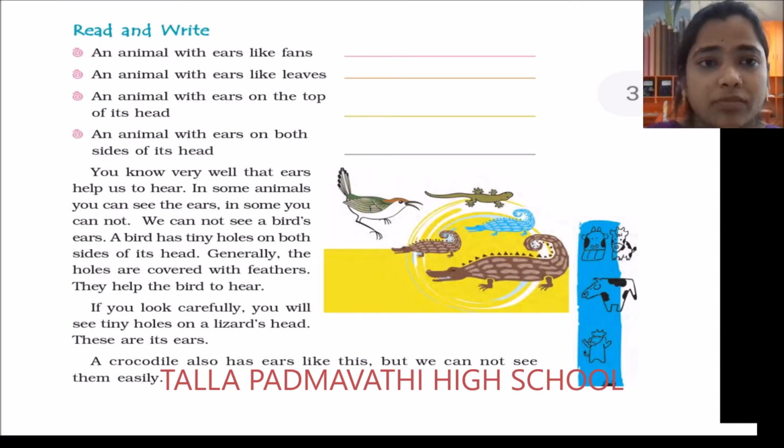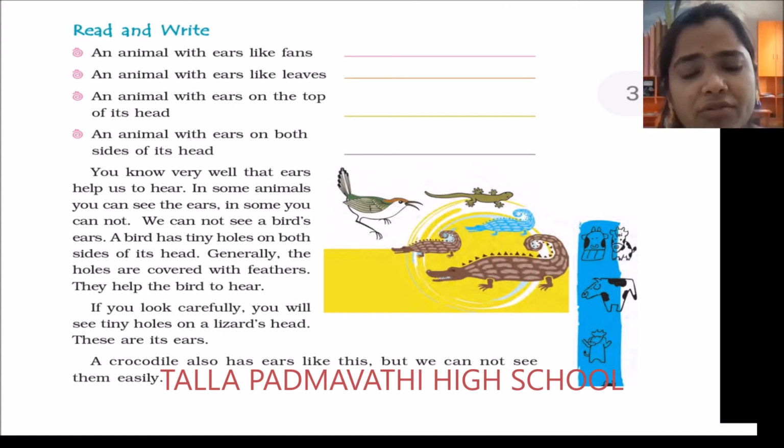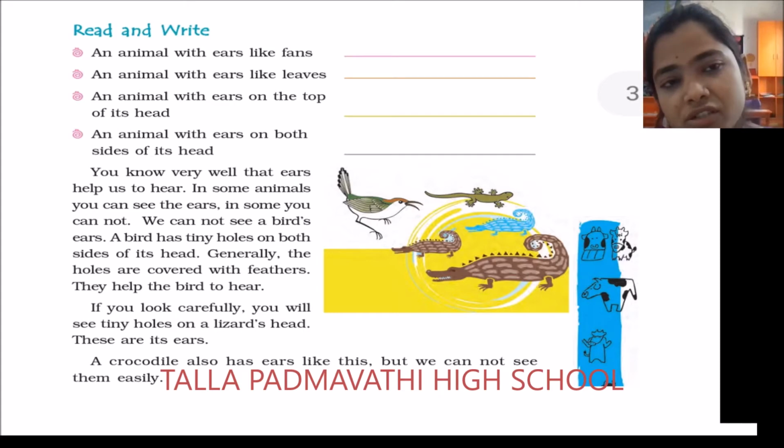Next, an animal with ears like fans. The name of the animal which is going to have ears like a fan is elephant. An animal with ears like leaves. Rabbit. An animal with ears on the top of its head. So it is rabbit. An animal with ears on both sides of its head. So which one? You can say dog, cat, cow.